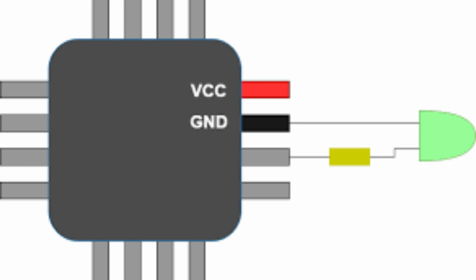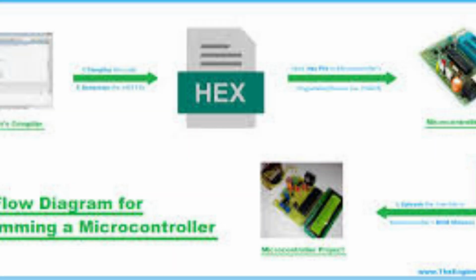Compiling and uploading. The code must be compiled into machine code that the microcontroller can understand. Then, the compiled code is uploaded to the microcontroller using a suitable programming tool, such as a USB cable and an integrated development environment, IDE.